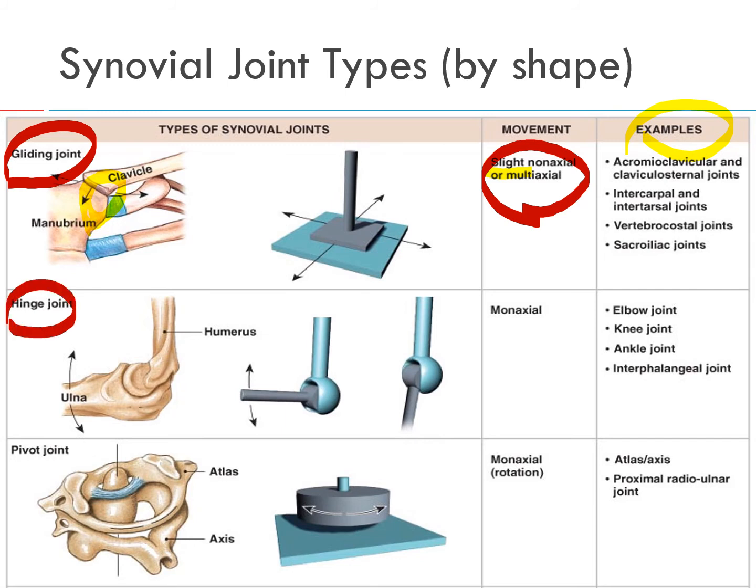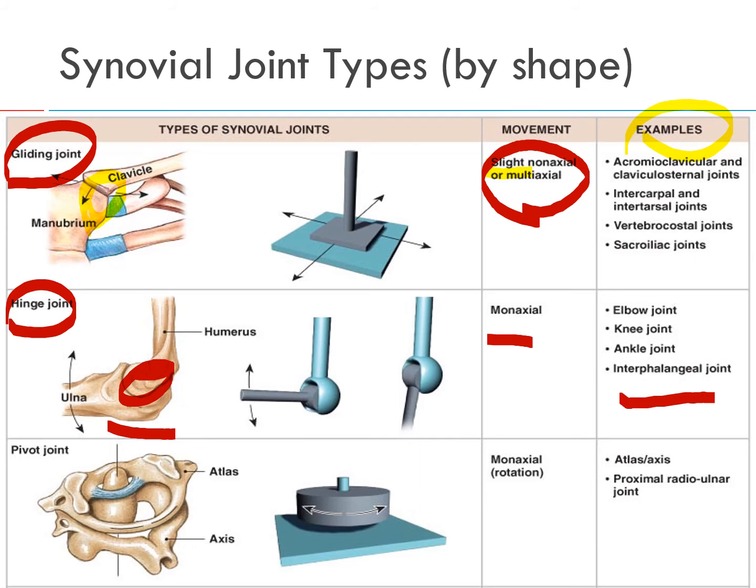Second, we have the hinge joint. The hinge joint is monoaxial, so it's moving in one plane, which will be generally flexion and extension. So for those, the example over here is the elbow. So we have the ulna, which is flexing and extending over the distal humerus here. It is monoaxial. And so our examples are the elbow joint, the knee joint, the ankle joint, and the interphalangeal joints. So those are the joints in between your long bones and your fingers.